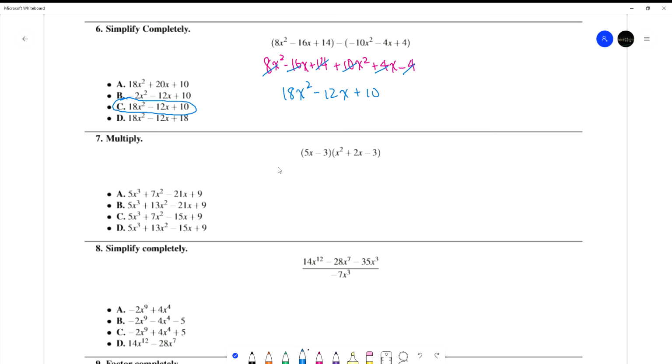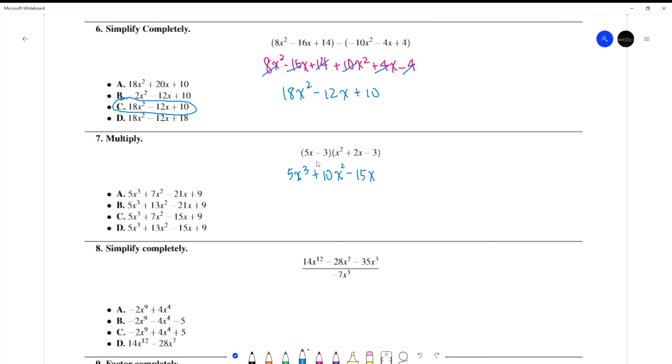So notice they don't give you the typical binomial FOIL. It's always going to be a binomial times a polynomial, like a trinomial here. So we just distribute. 5x times x squared is 5x cubed. 5x times 2x is positive 10x squared. 5x times negative 3 is minus 15x.